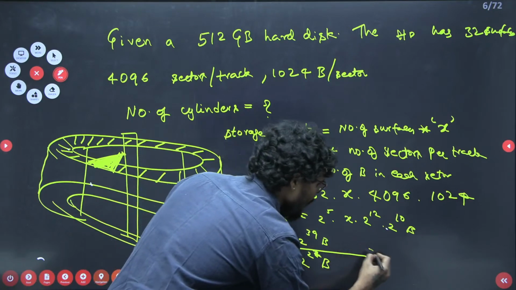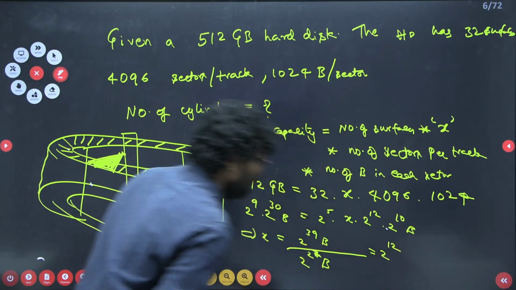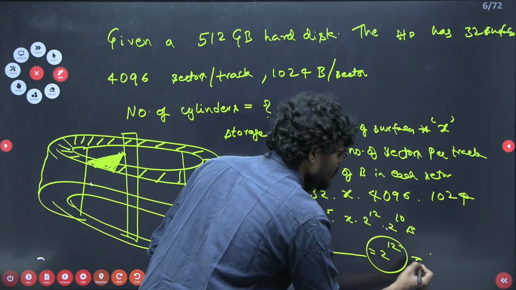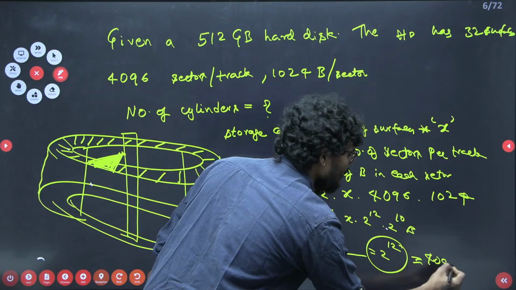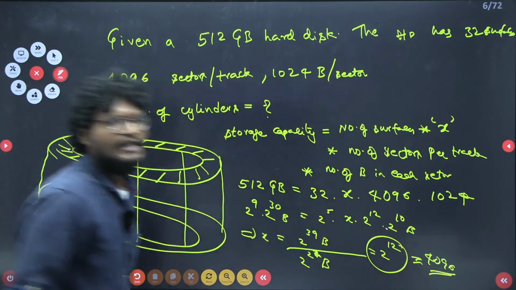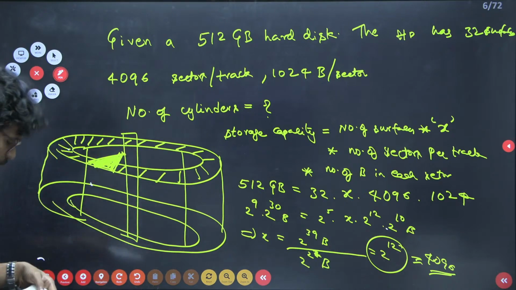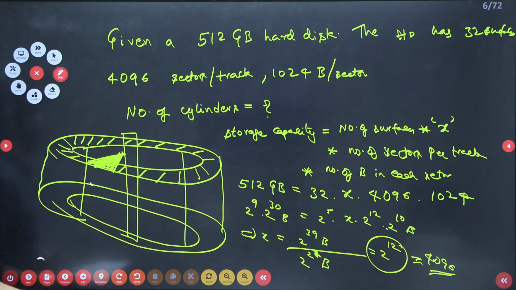So what do we get here? It is 2 power 12, which is nothing but 4096. These many cylinders are there in the given hard disk. There are a total of 4096 cylinders in the given hard disk. So this is a straightforward question. It is just the application of the formula that we know.